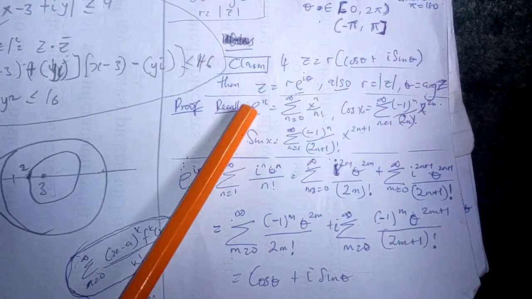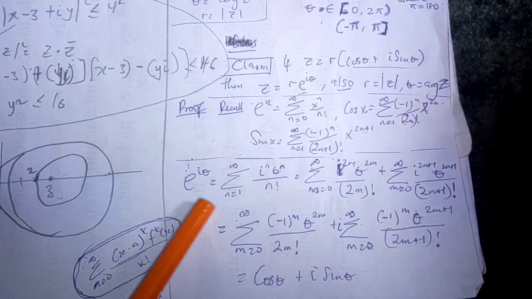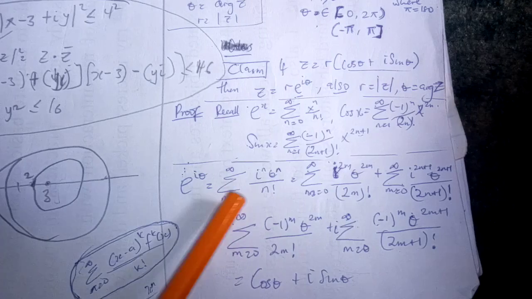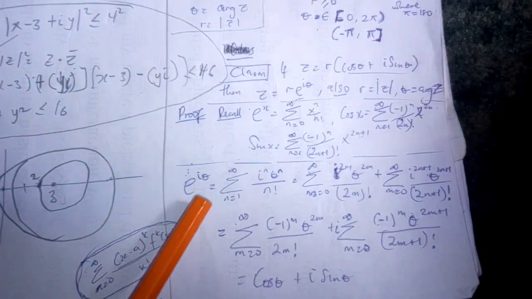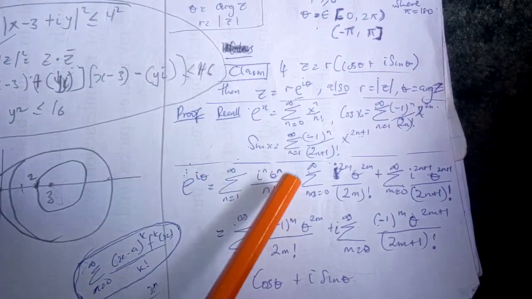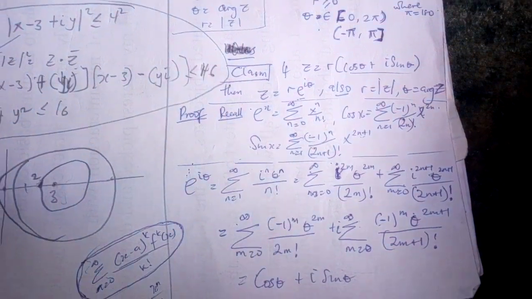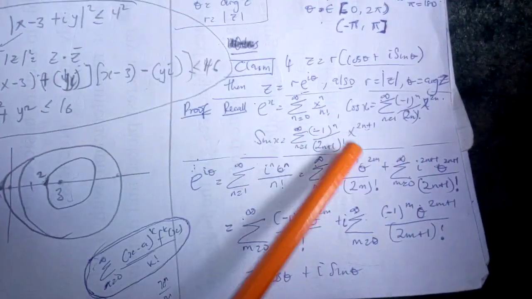Now let's look at this one now. So let's expand this one. Now divide this one into this one. In this form now, you have what? i raised to power n, theta raised to power n over n factorial. Do you get it now? Just like the way we have it here.